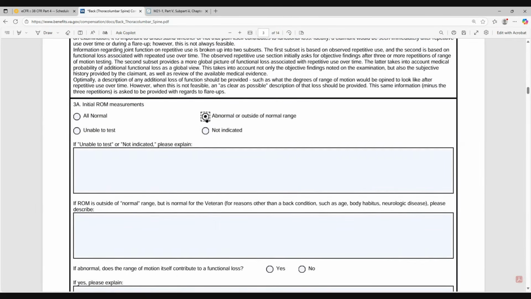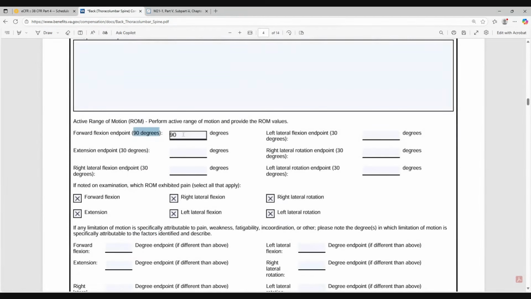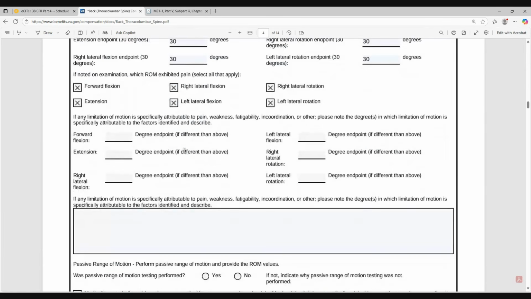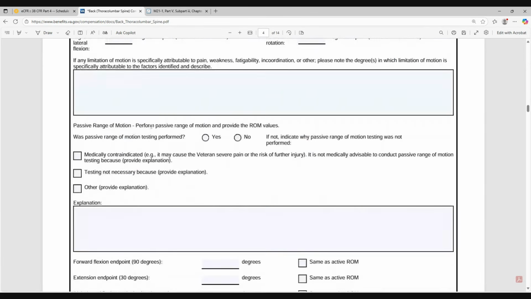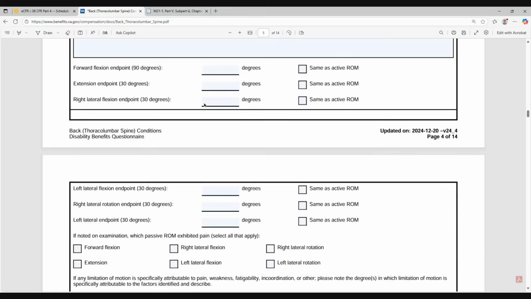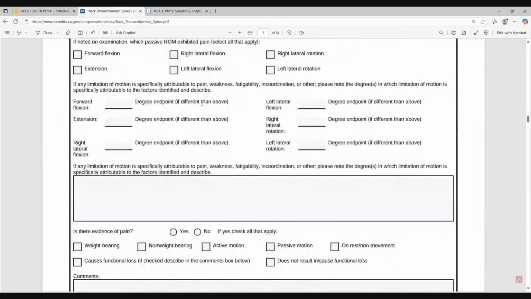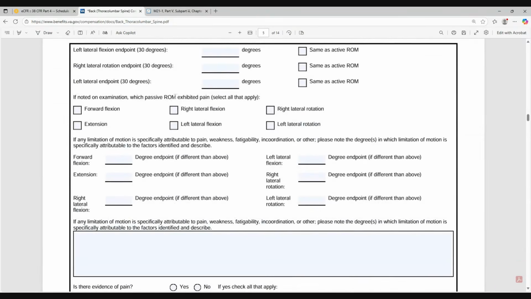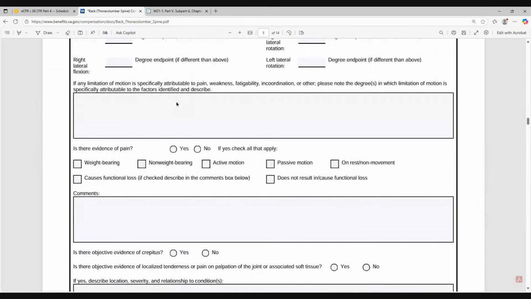Now, if they're abnormal, what I would expect to see here is anything that doesn't match that 90. So if it was 80 here and 30 across the board for all of these, this would be abnormal. Now, this portion, passive range of motion, doesn't apply to us. We don't really use any of the passive range of motion. This is important to note, but it's not important for the rating decision.